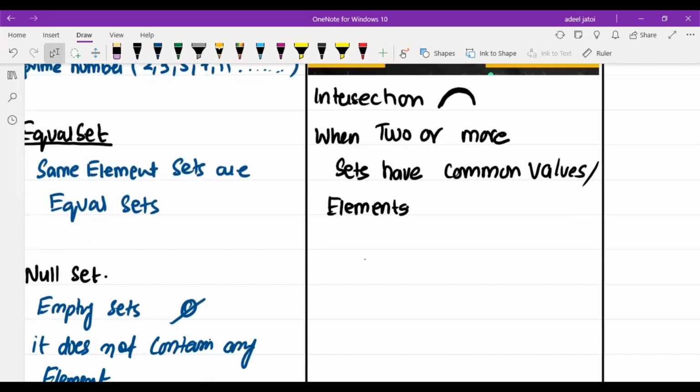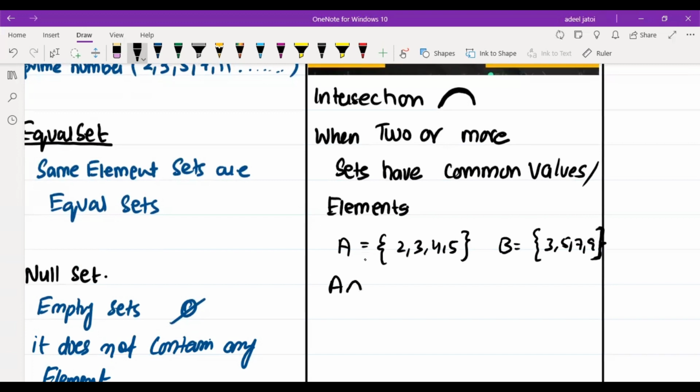That means any set has common values or elements. If set A is represented by 2, 3, 4, 5, and set B is represented by 3, 5, 7, 9, and I want A intersection B, my set will become only 3 is common and 5 is common. So that means 3 and 5 will become the intersection set.